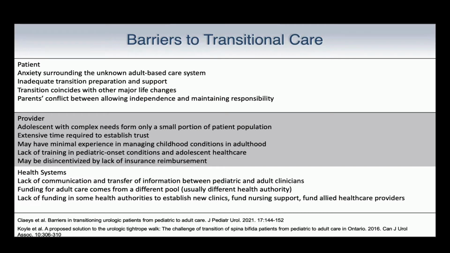From a health system standpoint, there's the practical side of things, like how do you transfer information from pediatric to the adult clinician? There are many runarounds to that. But the main crux really is funding. So in BC, where I would say funding is better organized than Ontario with the health authorities, the funding doesn't follow the patient. And when you have various health authorities with different issues and priorities at hand, you may not have funding to establish new clinics, fund nursing support, or fund allied healthcare providers.